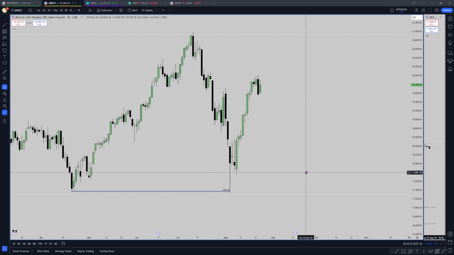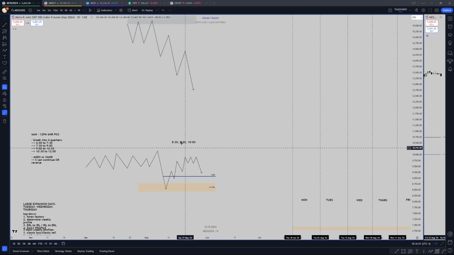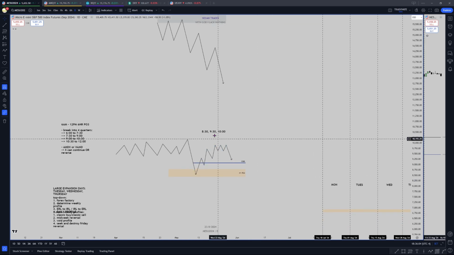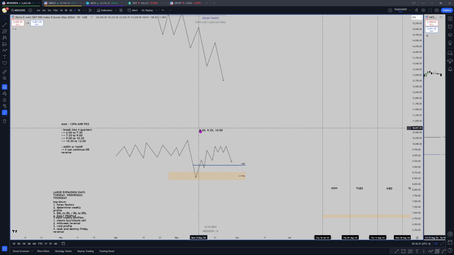So I'll quickly explain. Wait, hold on. Can you show one more time when 8:30 does this? Okay, so basically what you want to look for is whether or not 8:30 accumulates or manipulates. If 8:30 manipulates, you would expect 9:30 to distribute, and then you would expect 10 o'clock to either reverse or continue. But if 8:30 accumulates, you would expect 9:30 to manipulate, which would be your Judas swing, and then 10 o'clock to distribute.